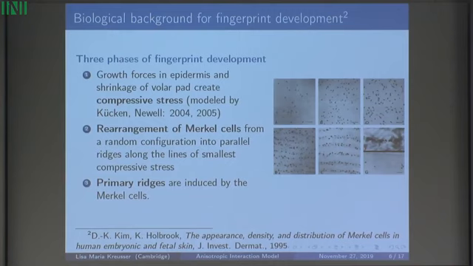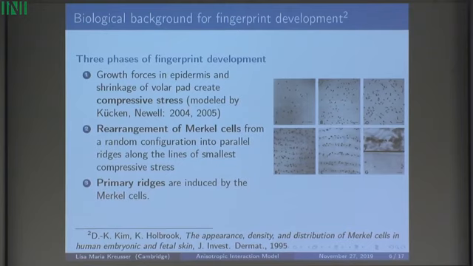This has already been described very well more than 10 years ago, so we don't really focus on this first phase. Then in the second phase, we consider the rearrangement of so-called Merkle cells. Given these underlying stresses, the Merkle cells rearrange, and we hope that in the end we get those line patterns, whereas the third phase describes how primary ridges are induced, and in fact this has already been described very well, and it's rather easy, mathematically speaking. So this is the reason why we mainly focus on understanding how those very complex patterns actually arise.